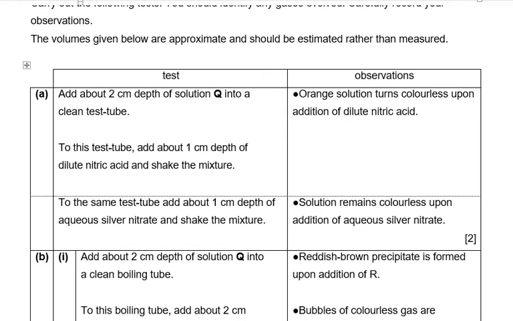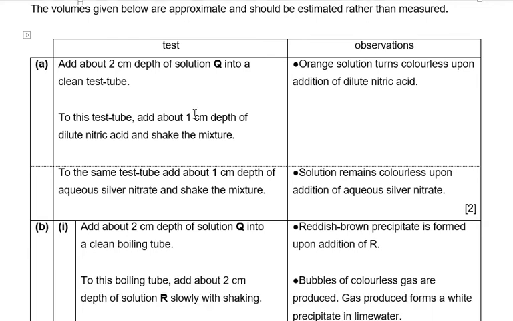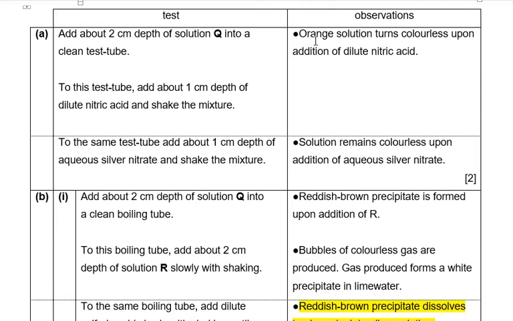first test part A, you're asked to add about 2 cm cube of solution Q into a clean test tube, and then after that you add about 1 cm cube depth of dilute nitric acid and shake the mixture. Now once you do that, you should be able to see that the orange solution turns colorless upon addition of the dilute nitric acid. So this will be the first observation.